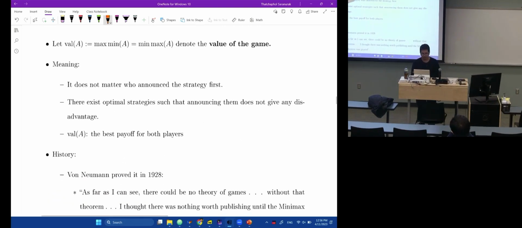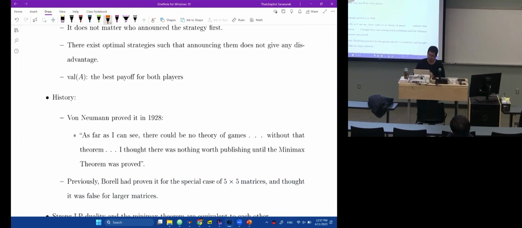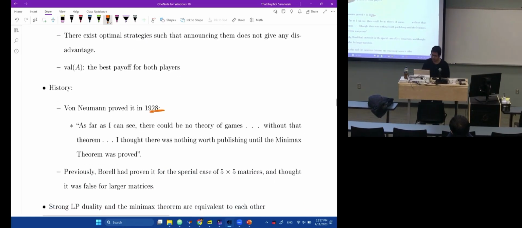And yeah, so this was proved by von Neumann almost 100 years ago. And it's really the starting point of game theory. Okay. And it is not clear that this is true. Some mathematician before actually tried to prove it, gave some complicated proof, and proved that this is true for 5 by 5 matrices when A is small, and thought that it's false in general. But it turns out that this is true for any matrix.